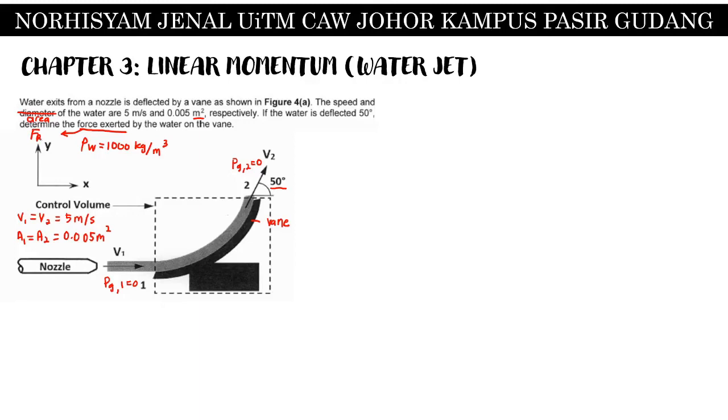The first thing that we need to do is find out the mass flow rate, because when we do a linear momentum calculation, it requires us to know the mass flow rate. So m dot is equal to density times area times velocity. It doesn't matter A1 or A2, V1 or V2, because both have the same number. So the calculation is 1000 times 0.005 multiply 5, so the mass flow rate equals 25 kilogram per second.